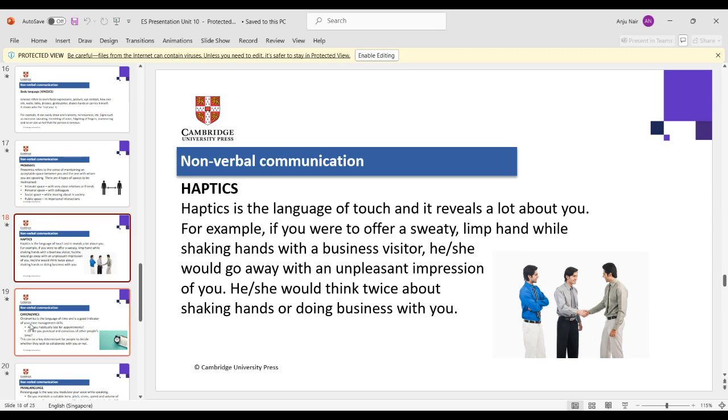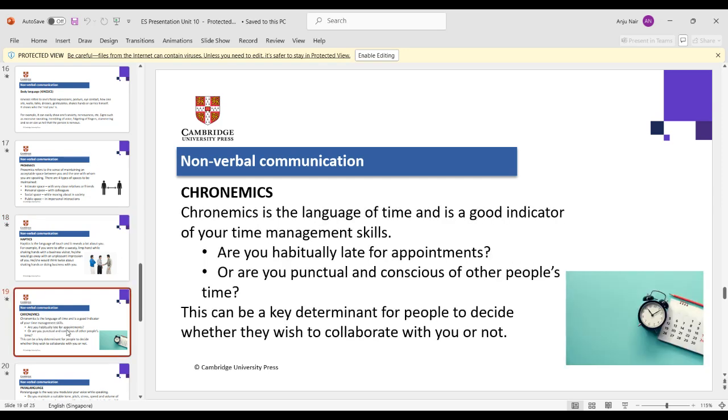Then, moving on, haptics is the language of touch. Mainly, you pat somebody on the back, you pat somebody on the shoulder. That is also related to haptics, or touch.